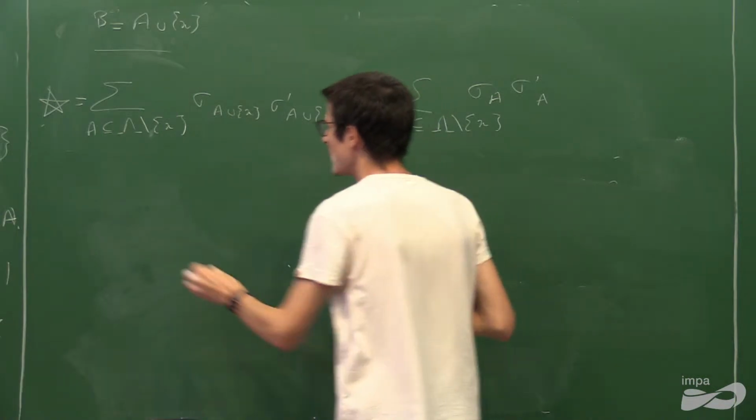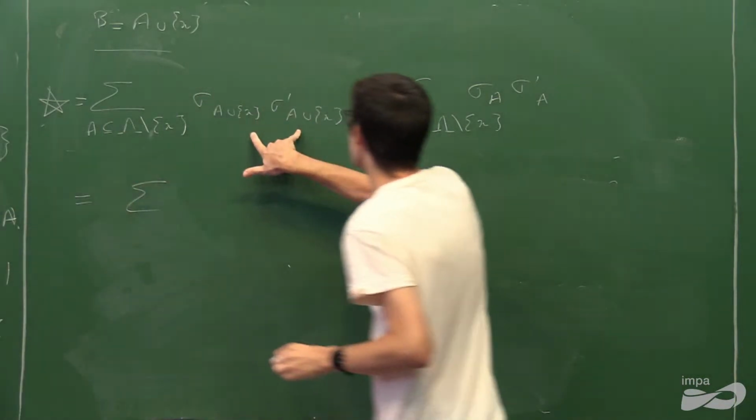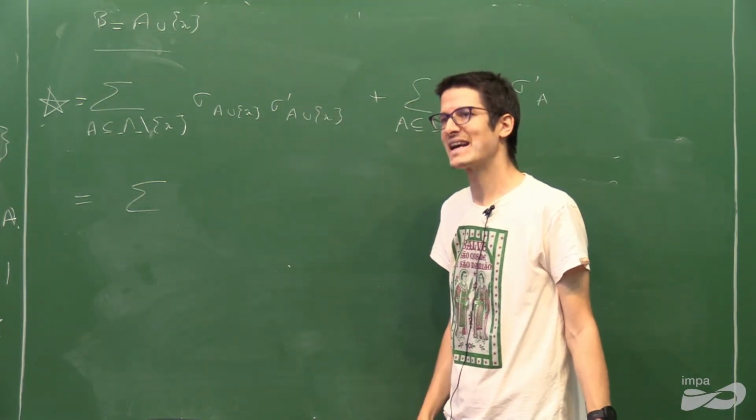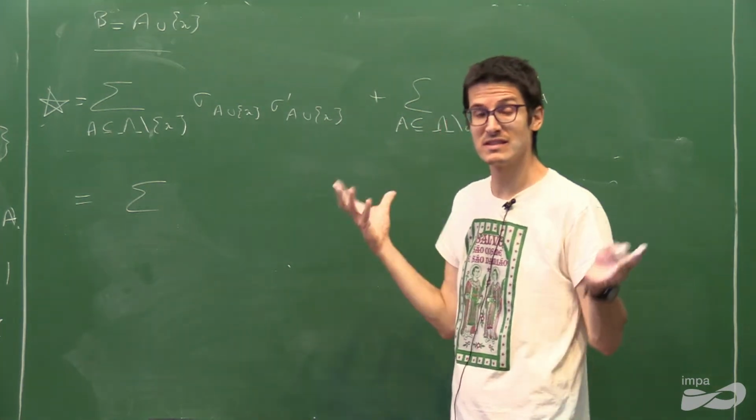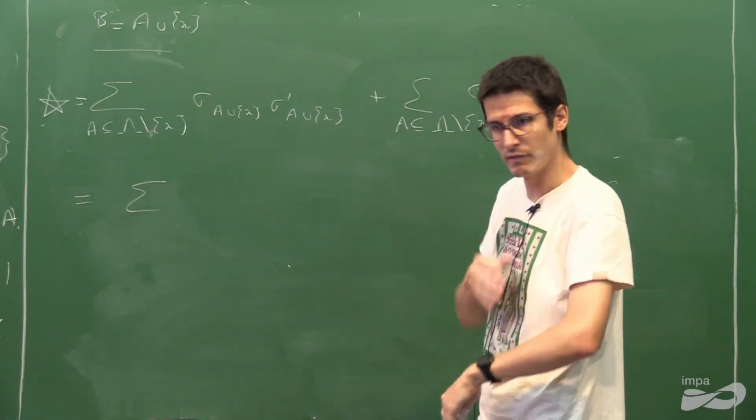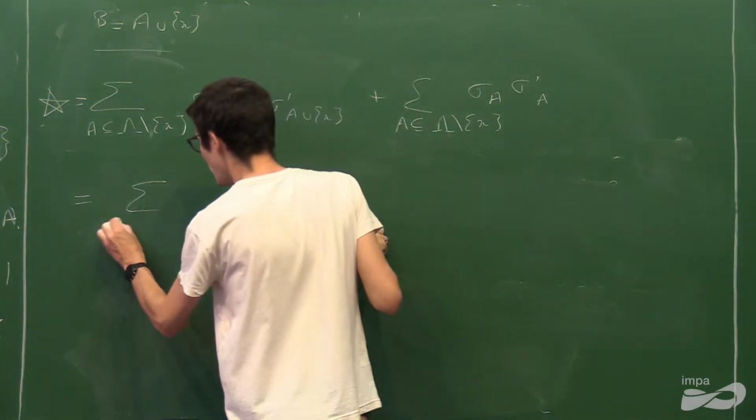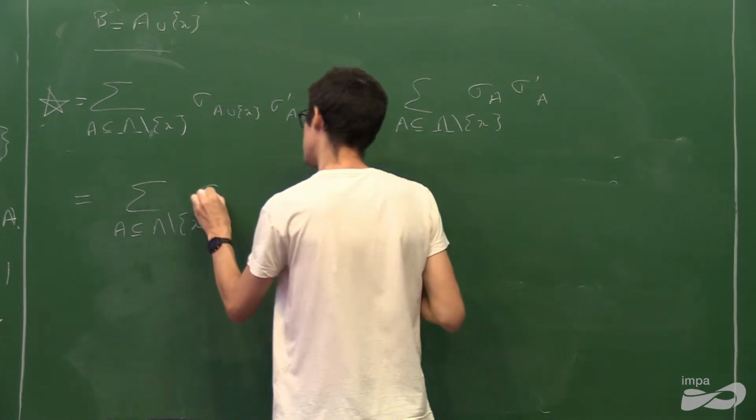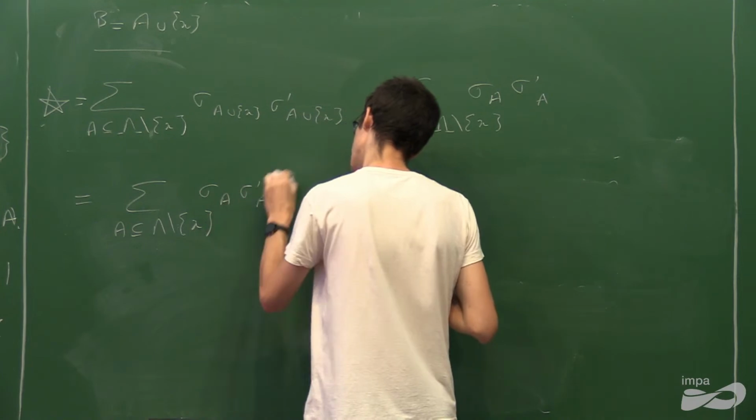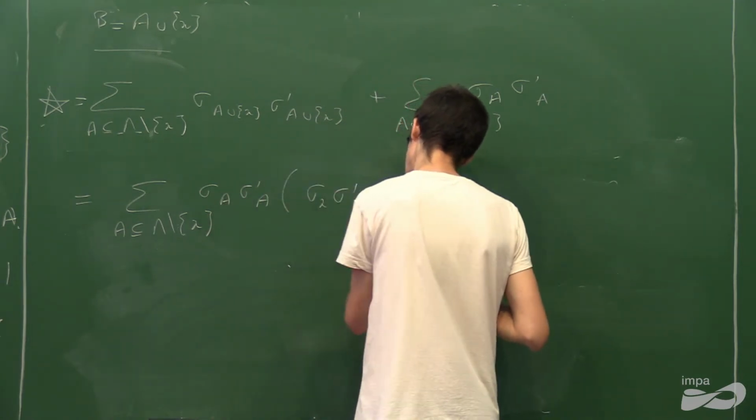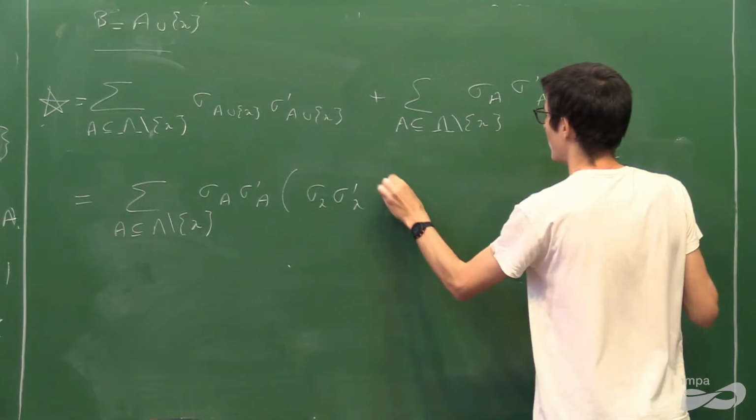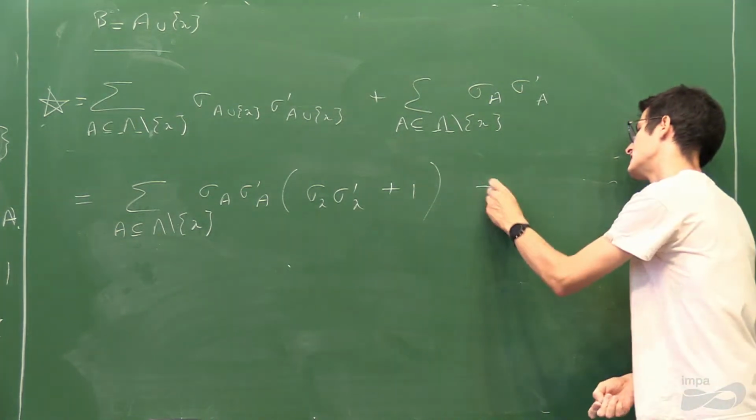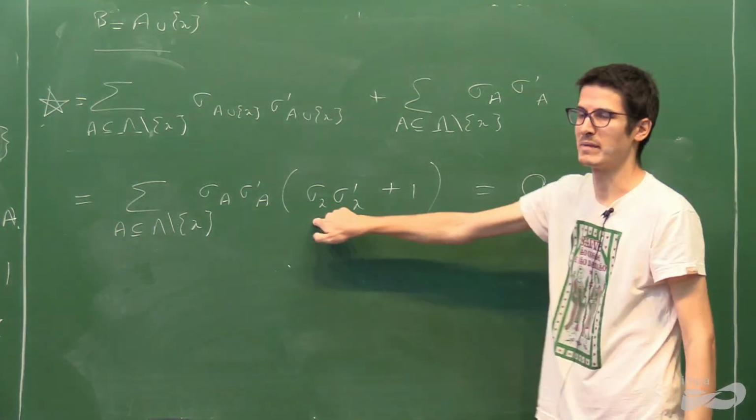Okay, and now I can just put everything in factor. So this thing is just sigma A, sigma prime A times sigma x, sigma prime x, just because sigma A by definition is multiplicative for disjoint union. So I have the sum over A in lambda minus x of sigma A, sigma prime A times sigma x, sigma prime x. And here I have just the same thing, but with a factor 1. And this is equal to 0, because this is equal to -1.